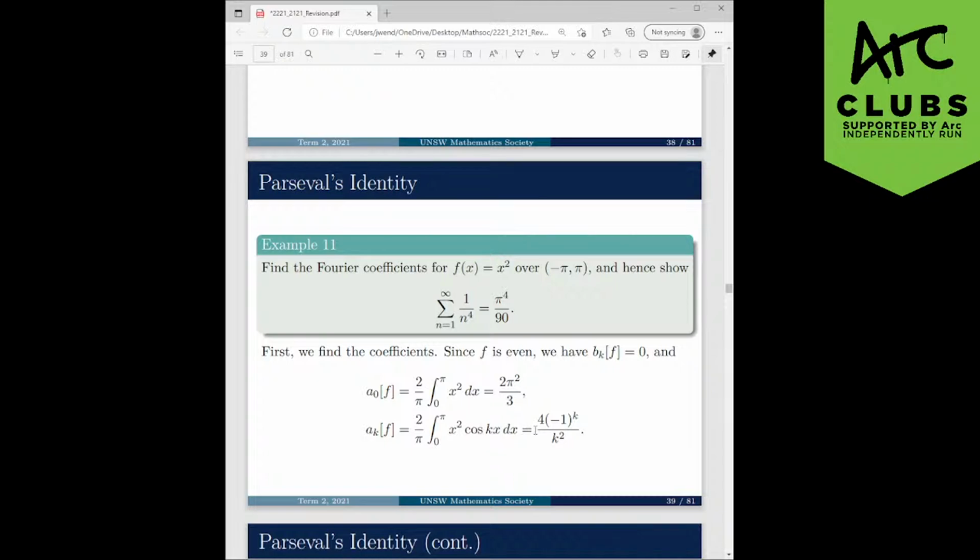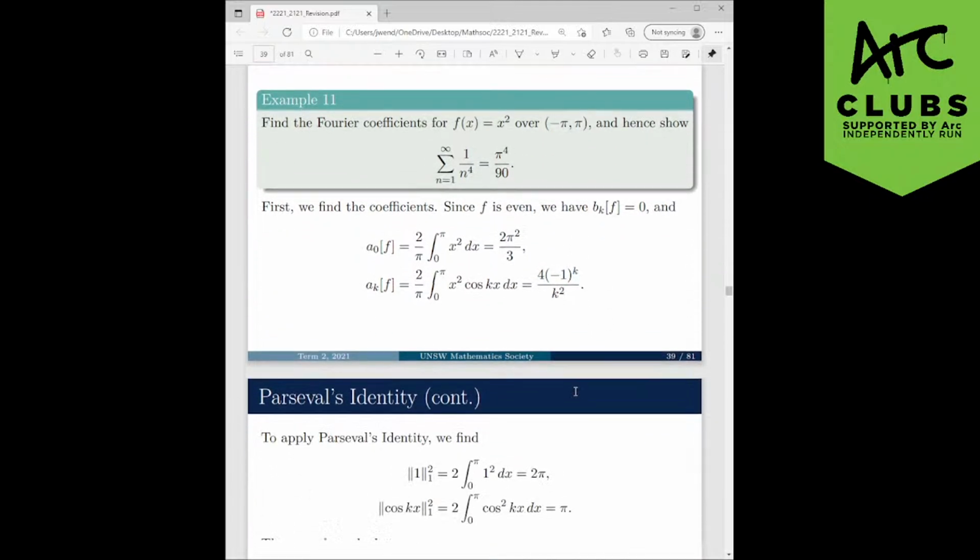This is actually 2 integration by parts, where you keep differentiating the x and integrating the trig. That's all the in-between work in there. You just got to remember that the cosine k pi will be equal to negative 1 to the power of k. That's where this negative 1 to the power of k keeps popping out from.